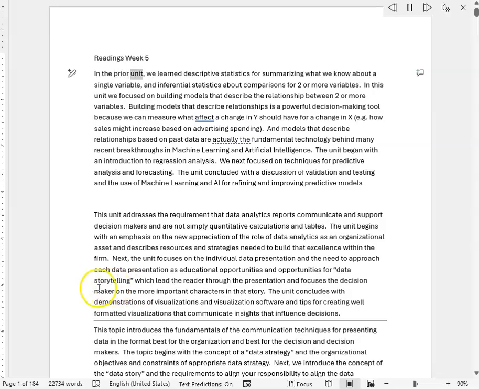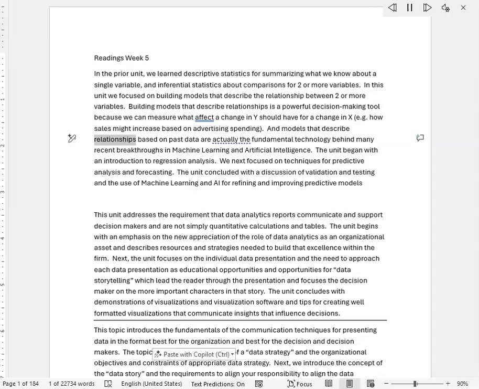In the prior unit, we learned descriptive statistics for summarizing what we know about a single variable and inferential statistics about comparisons for two or more variables. In this unit, we focused on building models that describe the relationship between two or more variables. Building models that describe relationships is a powerful decision-making tool because we can measure what effect a change in Y should have for a change in X, e.g., how sales might increase based on advertising spending.